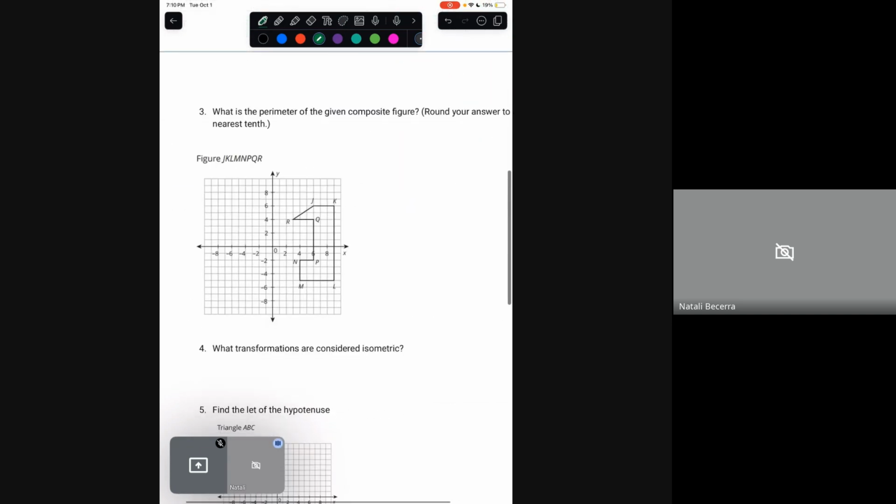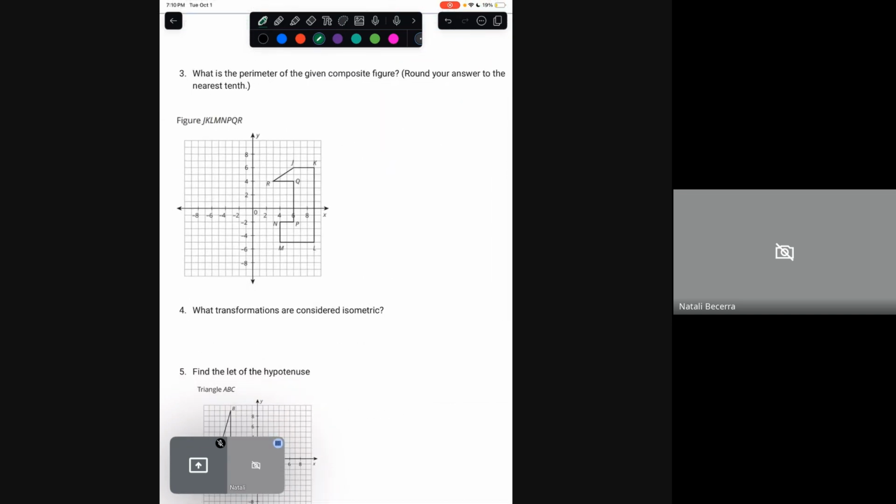All right, moving on. What is the perimeter of the given composite figure? So a composite figure means it's composed of triangles and rectangles. Okay, so what does that mean? That means that I can break it up into triangles and rectangles. And also remember, perimeter, no matter what shape you have, perimeter means that you add up all the sides. You add up all the sides.